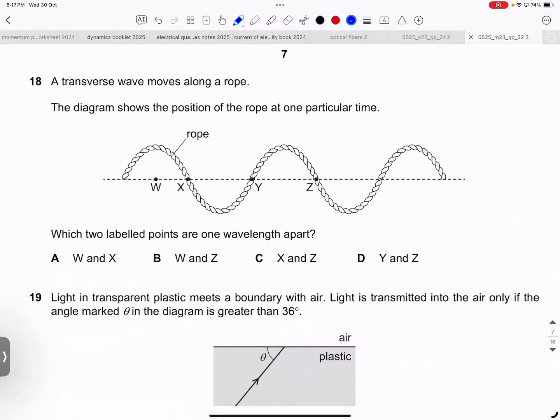A transverse wave moves along the rope. The diagram shows the position of the rope at one particular time. Which two labeled points are one wavelength apart? Let's check WX. W to X, is this one wavelength? No. WZ. W to Z, one wavelength? No, it is more than one wavelength. XZ, X to Z, yes. From X to Z is exactly one wavelength, option C. Question number 19.